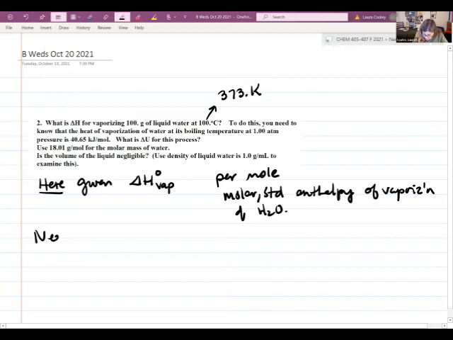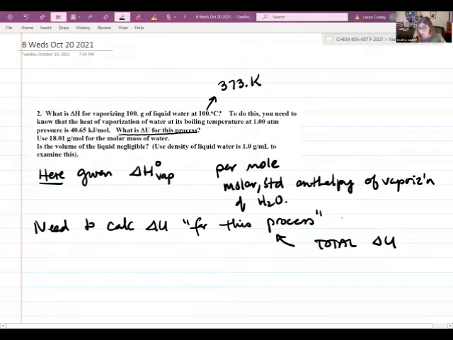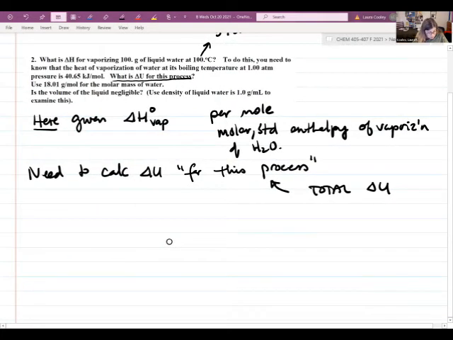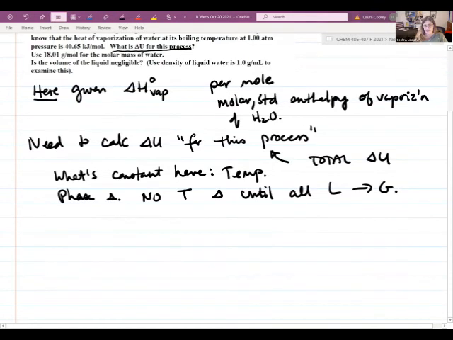So we need to calculate, let's see what it's asking for. It's asking for what is delta U for this process. Okay, so that is like asking for the total delta U for the process of vaporizing 100 grams. So it's a total delta U. So what's constant here? We don't even have to play that game about the initial and the final. What's constant here is the temperature. This is a phase change, and we get no temperature change until all the liquid is converted to gas. Okay, so temperature is constant.